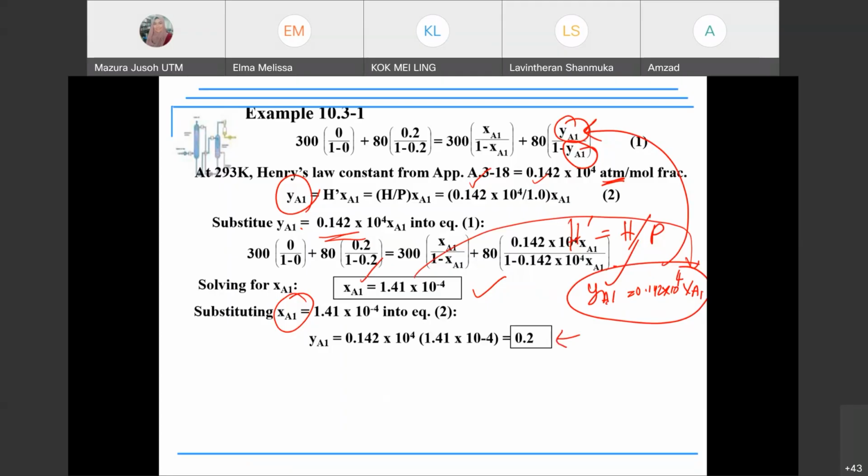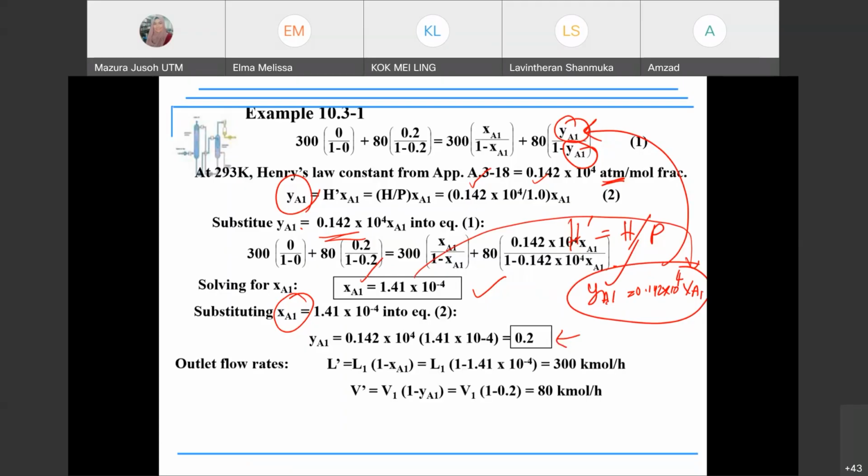Okay, so from that, you go back to the L prime equation that we know just now, where L prime is equal to the total flow rate times the mole fraction of the inert. How do you get the mole fraction of the inert? It's just 1 minus the mole fraction of your solute, which is your A, and then you will get your L prime.